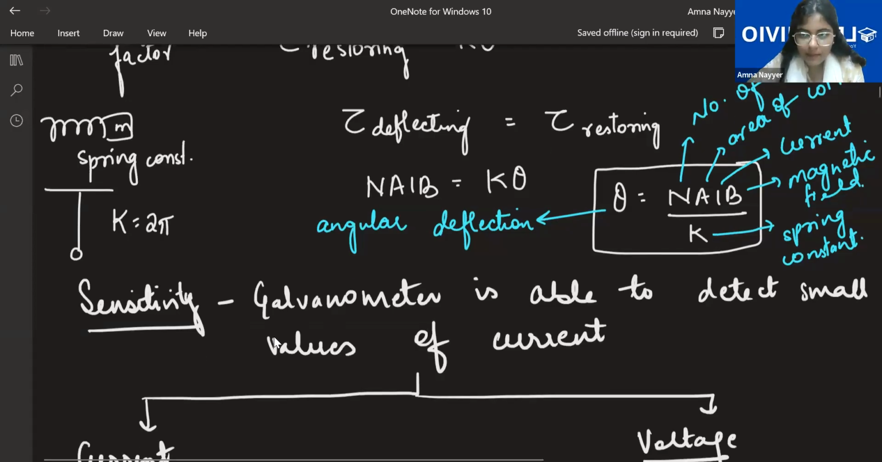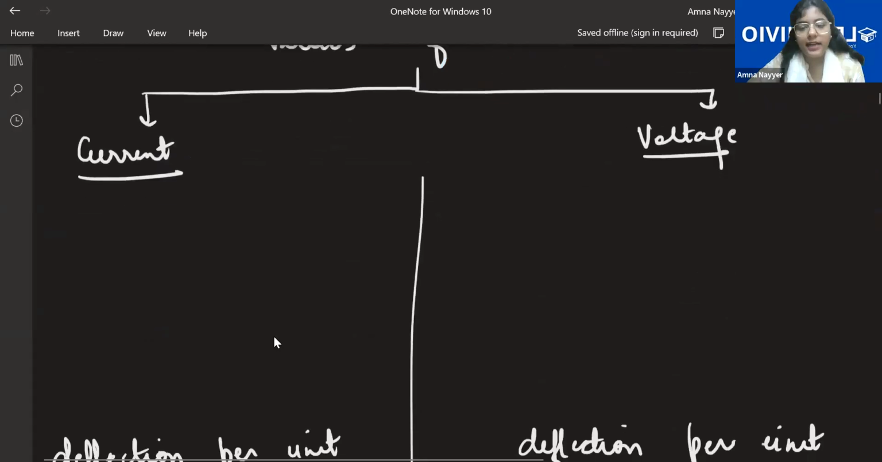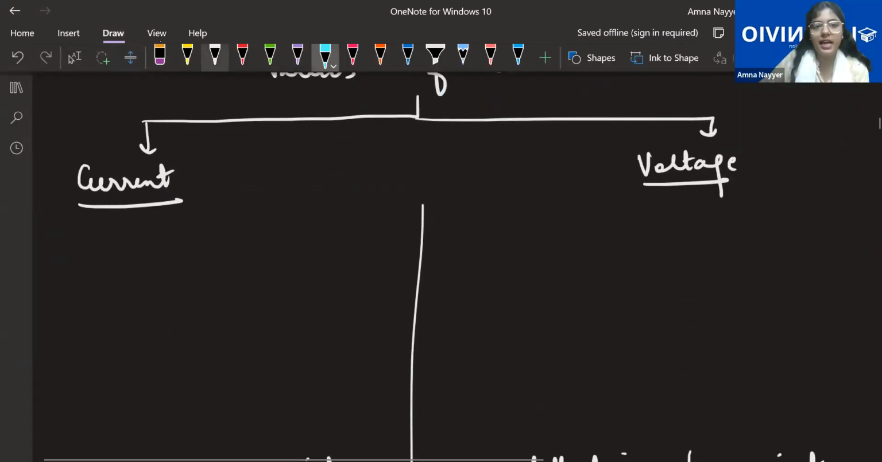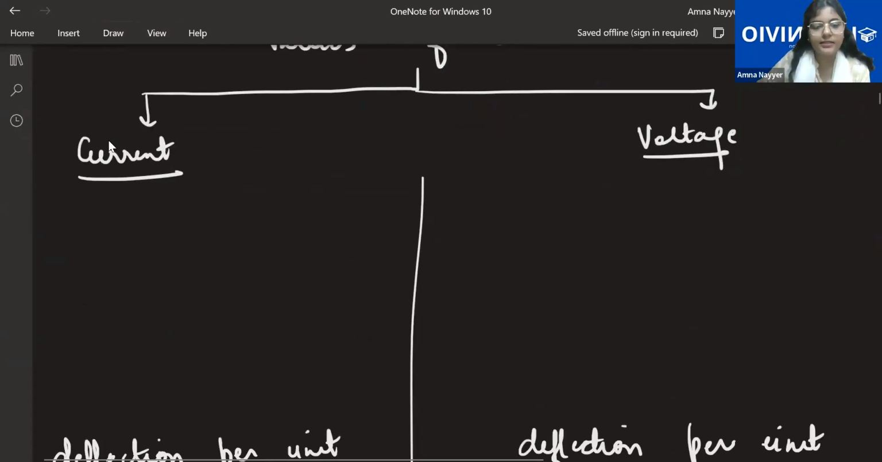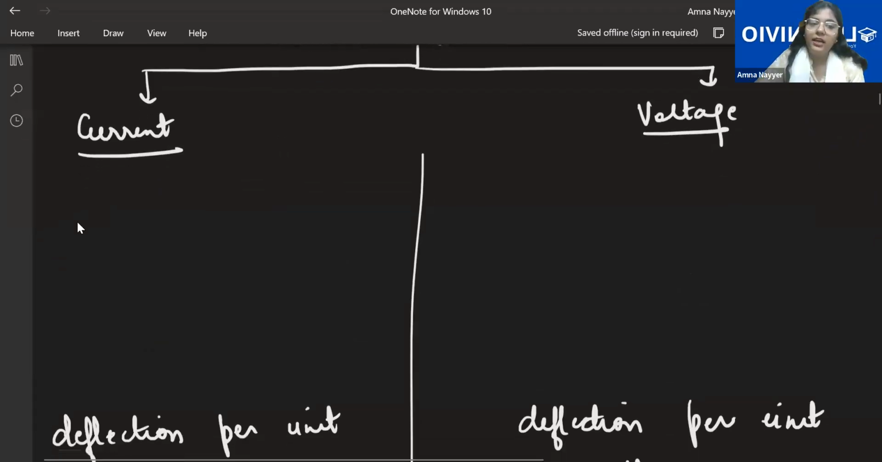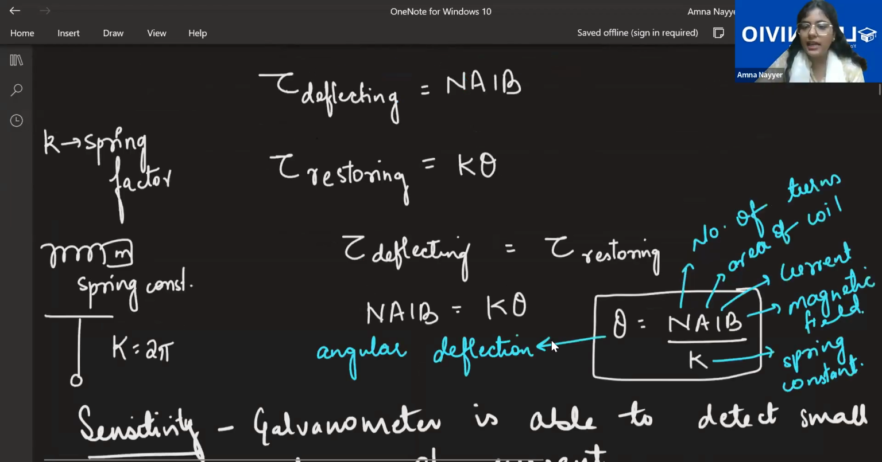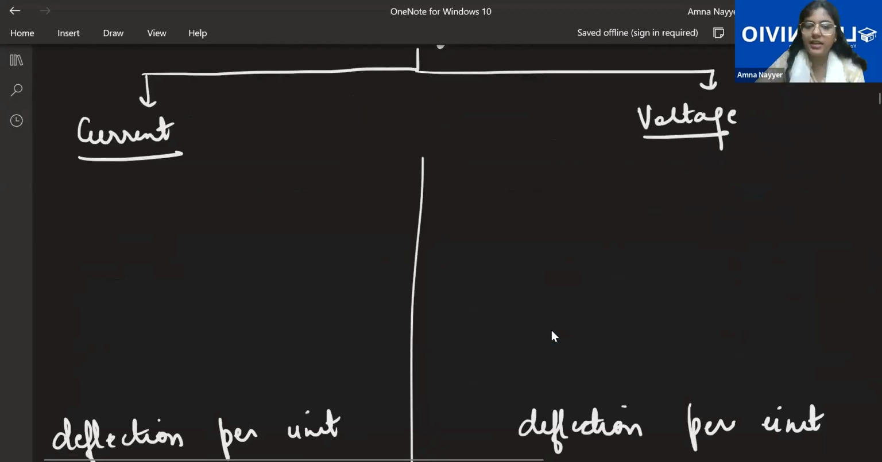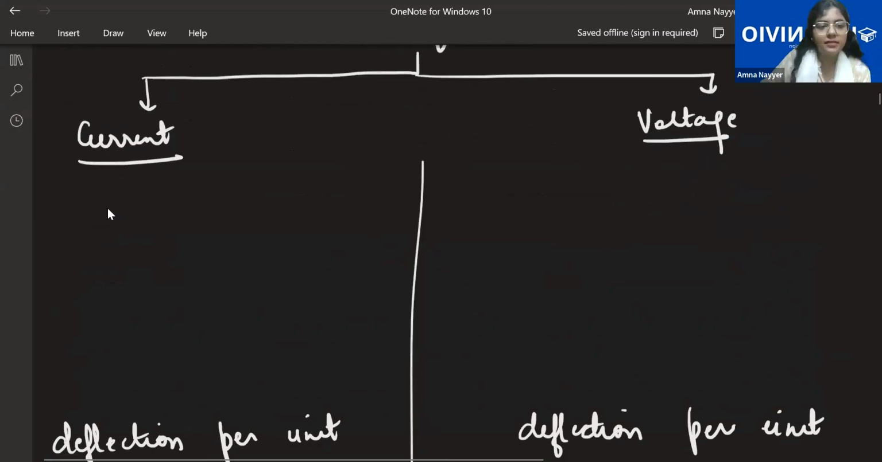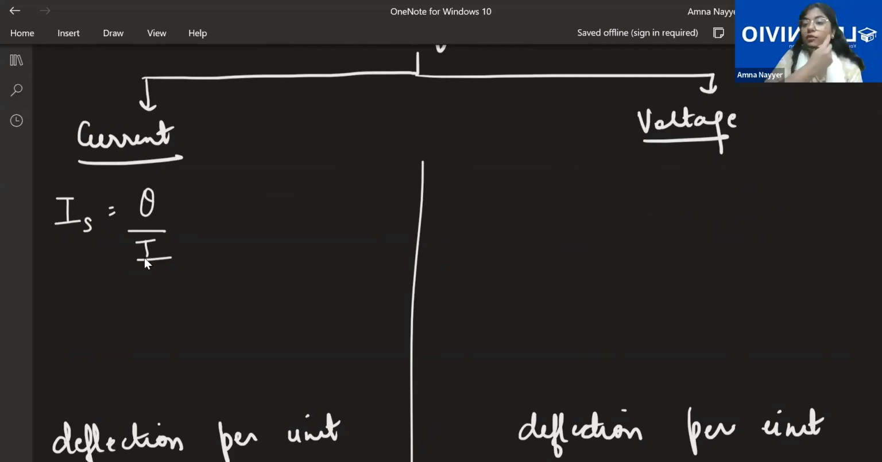Now there are two kinds of sensitivities, the current sensitivity and the voltage sensitivity. Current sensitivity basically means the angular deflection, theta, per unit current. Theta divided by current is the formula for current sensitivity. I hope it's clear.